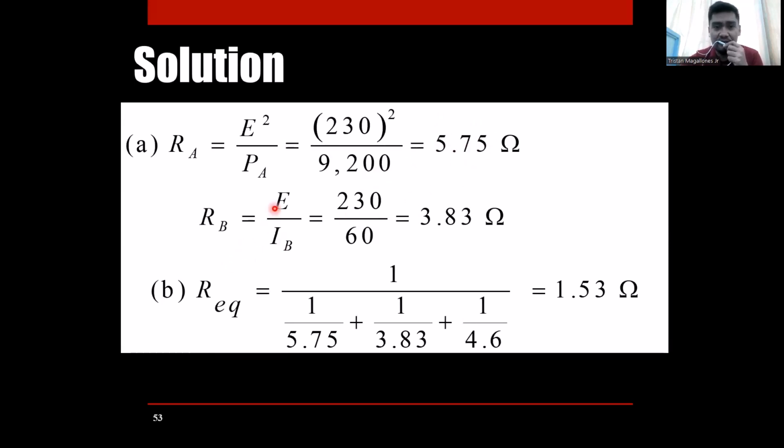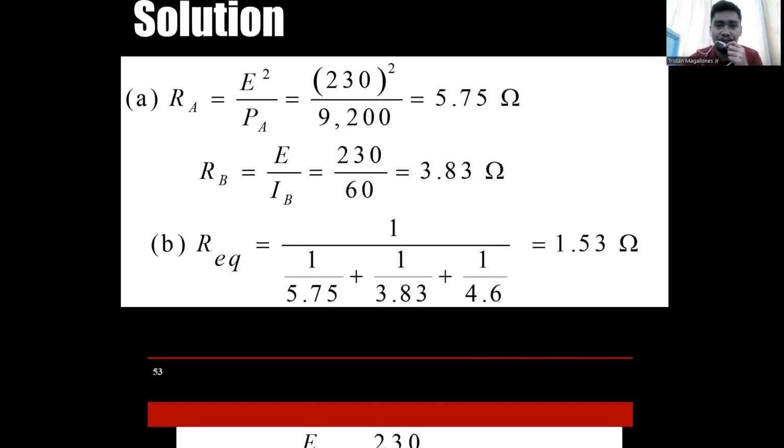For RB, just Ohm's law, V over I. So I have 230 over 60, which is equal to 3.83. Again, please take note that E and V are used interchangeably in DC circuits, so it can be V or E. Your R equivalent will again be the sum of the reciprocals, and you have to get the reciprocal of that. So you have 1.53 ohms as your total resistance.